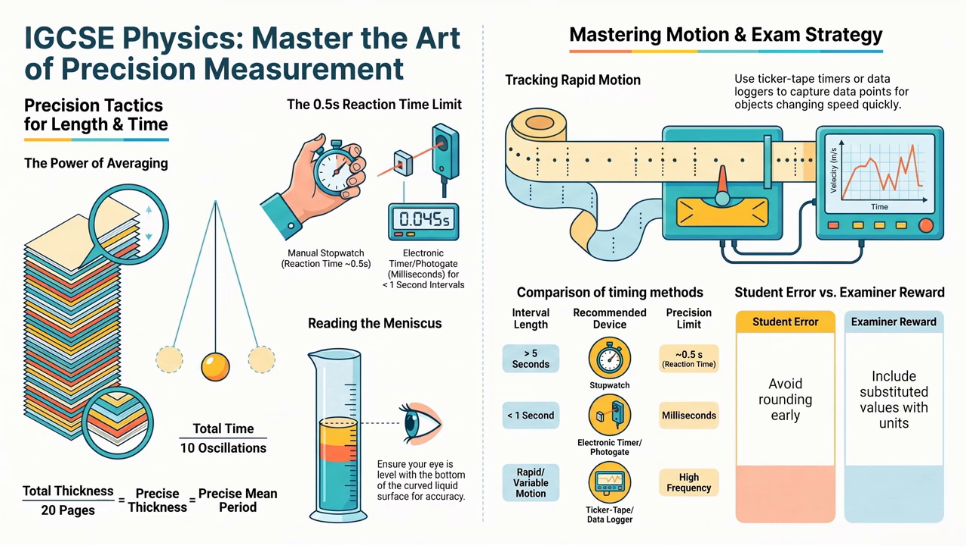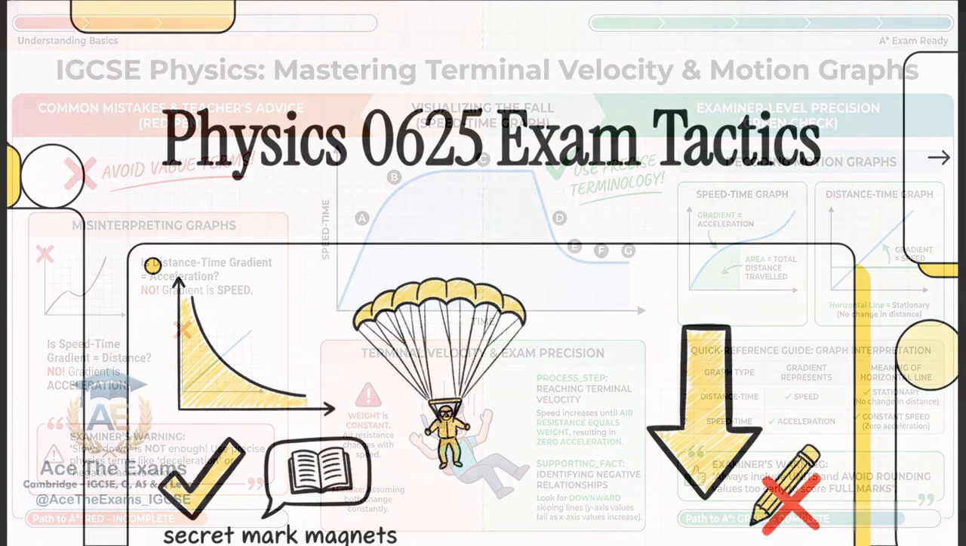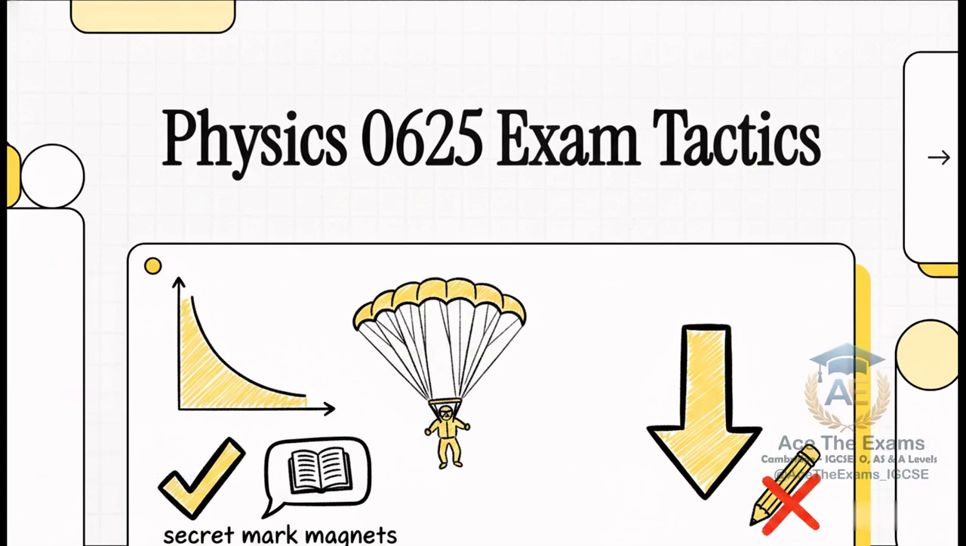A student looks at a simple motion graph of a falling parachutist. They confidently scribble down, the speed is slowing down. And just like that, they instantly lose an entire grade boundary. Why? Well, because knowing the underlying physics just isn't enough. Not if you don't know the exact words the Cambridge examiner is hunting for.